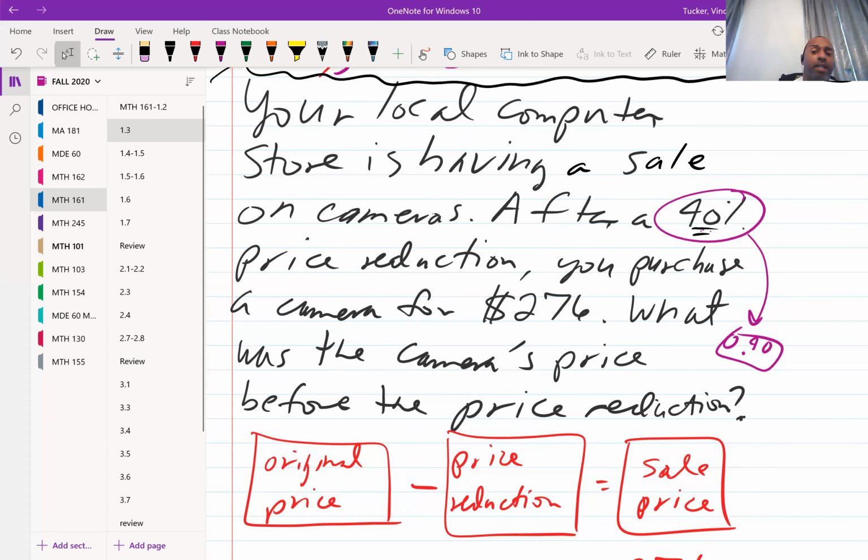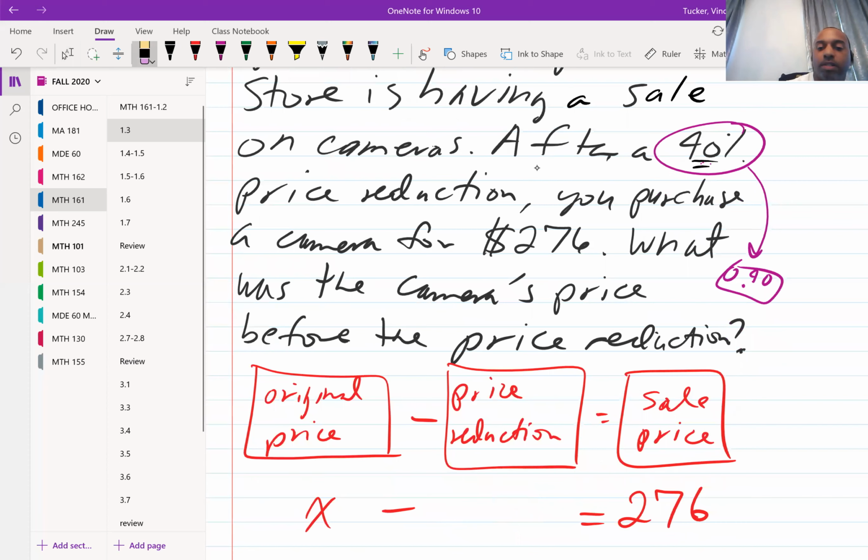All right, the easiest piece, let me see if I can fix this. Yep. So the easiest piece that's going to be set up for us is the sale price. We already know the sale price is $276. We don't know the original price. We want to know the original price, so we can just call the original price X.